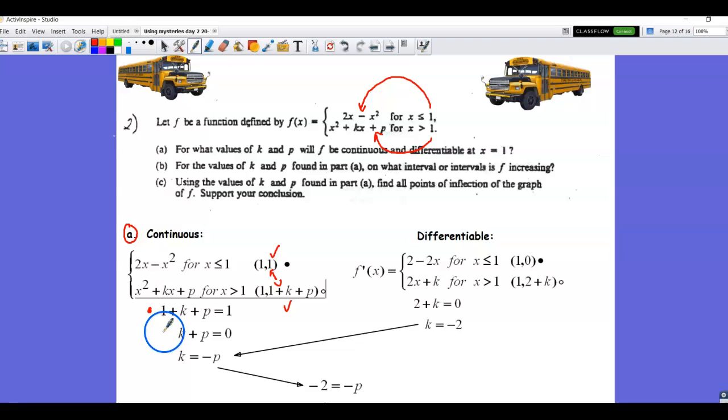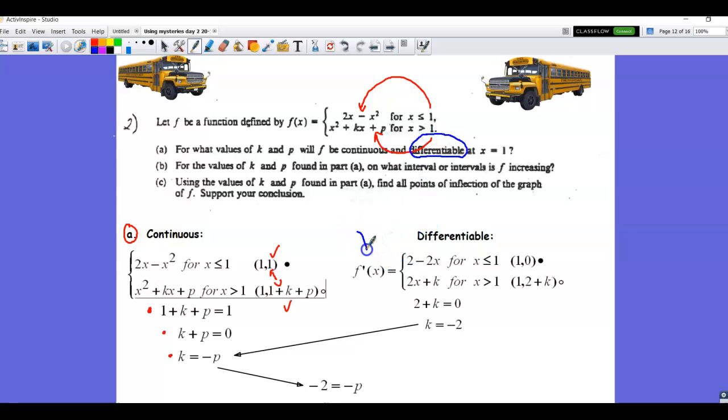The only thing I can figure out there is I can subtract 1 from both sides and find out that k plus p is equal to 0. I can subtract p on the other side to find out that k and p are opposites of each other. But I do not figure out what the value of k or p is yet because, as I said, there is a second piece. Differentiable says take the derivative.